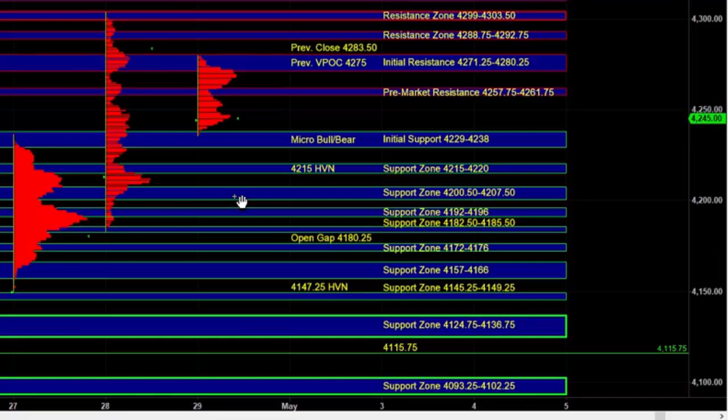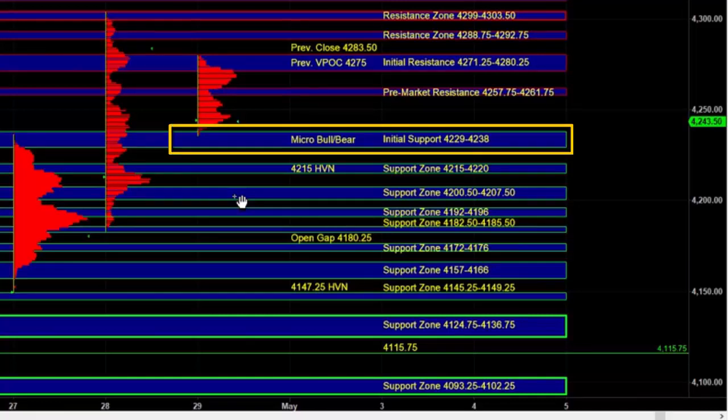In the event that buyers hold ES above that area, that would be a sign of continued stability, and a break and hold below the micro bull bear and initial support would be an intraday bearish indication, which can then take ES down into 42.15 to 20, where buyers can be active.